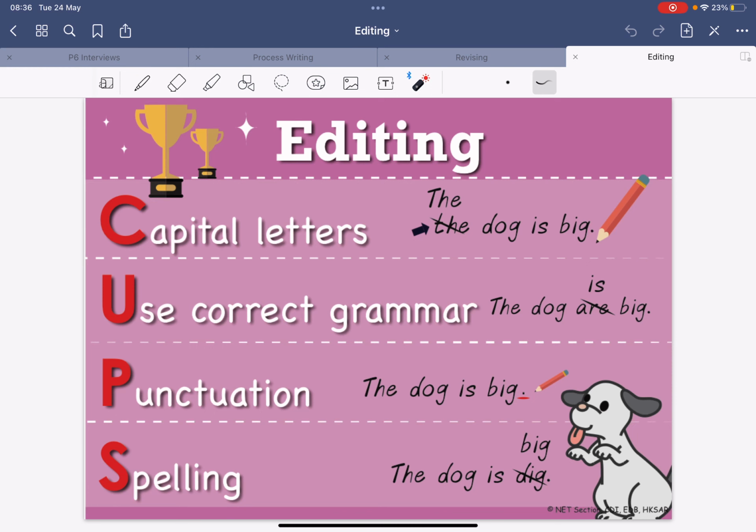Editing means when you correct the mistakes in your writing. We have to check for capital letters, beginning of a sentence, for names, and also for days of the week and months and things like that. Grammar, this is the most important one, okay? We're talking about a moment in the past, so we need to use past tense. We're going to check that. Punctuation, am I using full stops? Am I using commas, etc., etc.? And spelling, are the words I've used containing the correct letters?